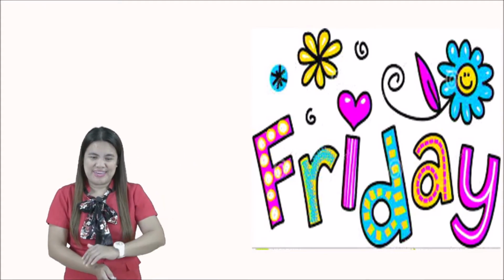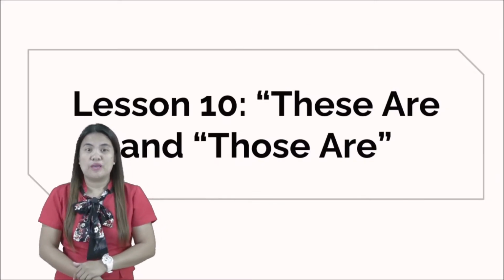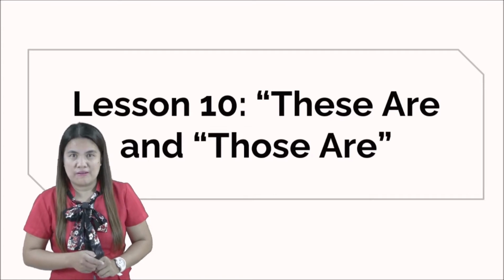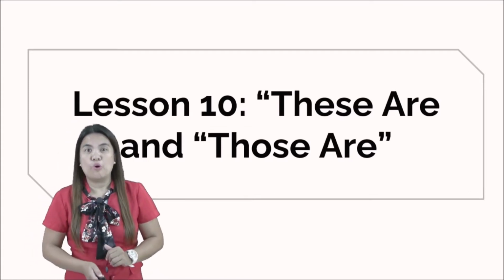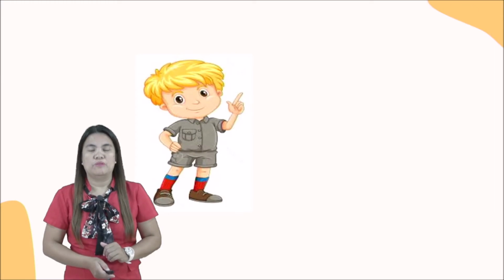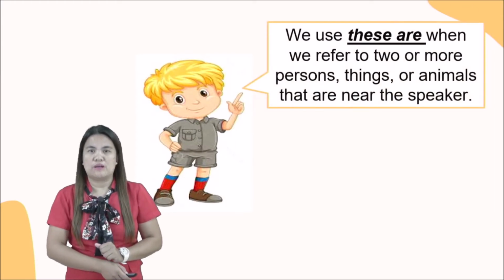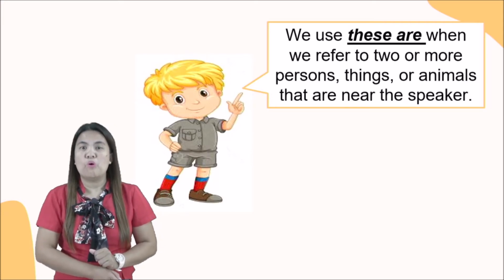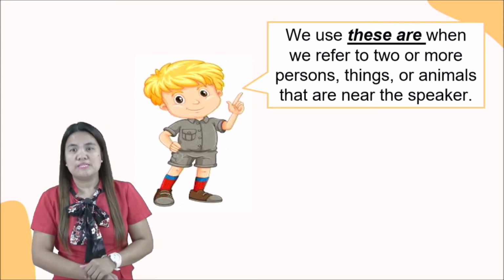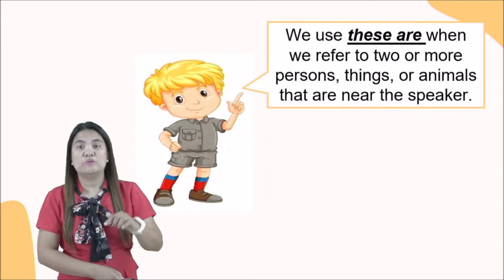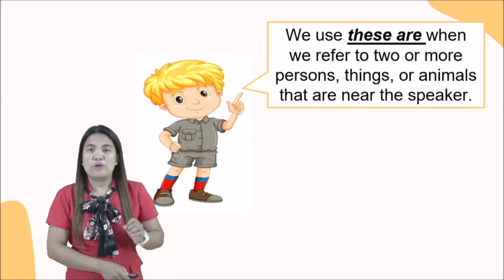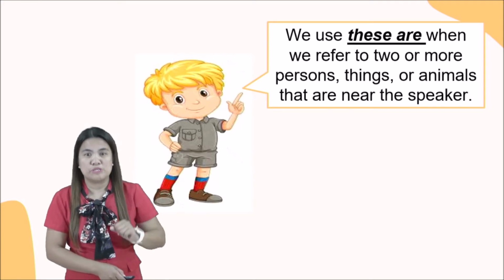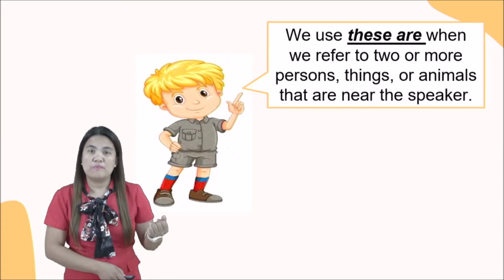Happy Friday, kids. Okay, our lesson for today is all about lesson 10. These are and those are. Okay? These are and those are. So, what do you mean by those are and these are? We use these are when we refer to two or more persons, things, or animals that are near to the speaker.